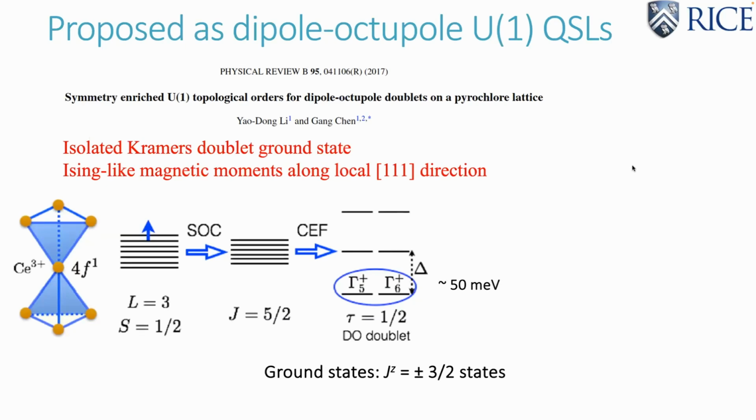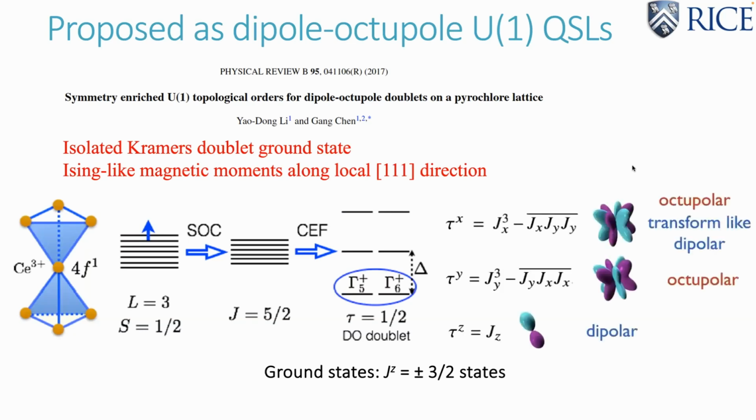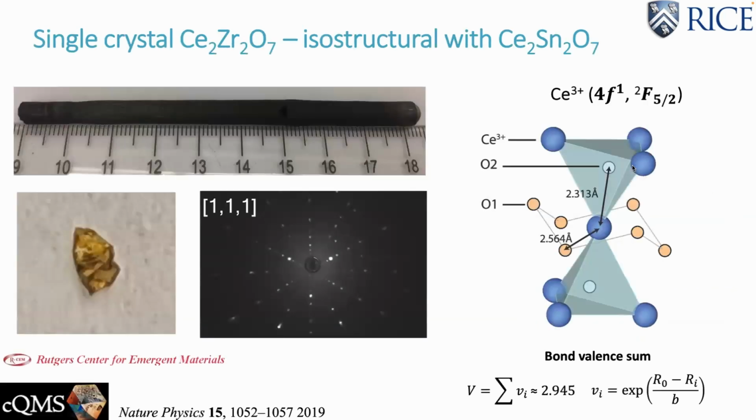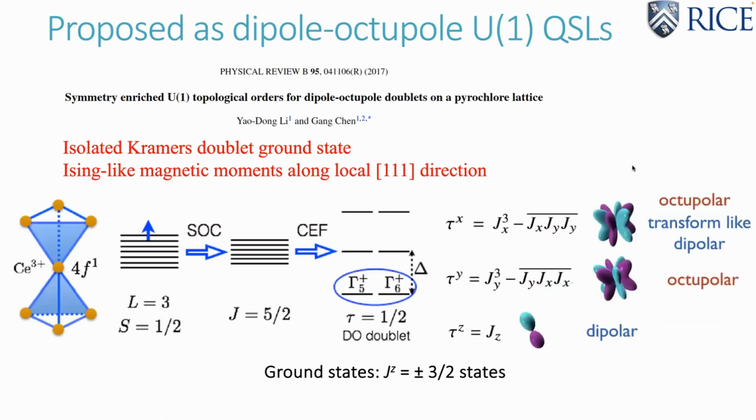go from minus 3/2 to plus 3/2, you need to apply the raising operator three times. So we'll have these 3 different tau. One of them, tau Z, is dipolar, and the other two are octupolar. However, tau X, although it's octupolar, transforms like a dipole. That's why it's called the dipole-octupole quantum spin liquid.